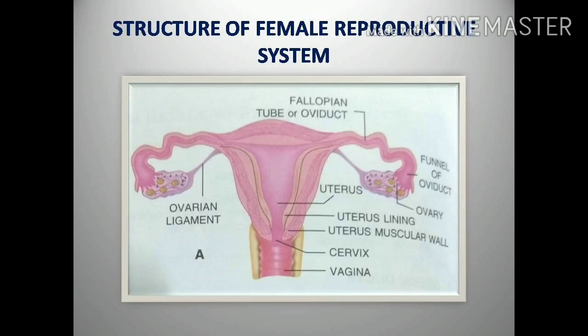In the diagram you can observe a pair of ovaries located on either side of the uterus. Their main function is to produce the egg. Each is connected to a tube-like structure called the oviduct or fallopian tube. The fallopian tube then opens into the uterus. The uterus is a muscular bag-like structure, and the narrower part of the uterus is the cervix, which opens outside as the vagina. So we can see the parts of the female reproductive system.